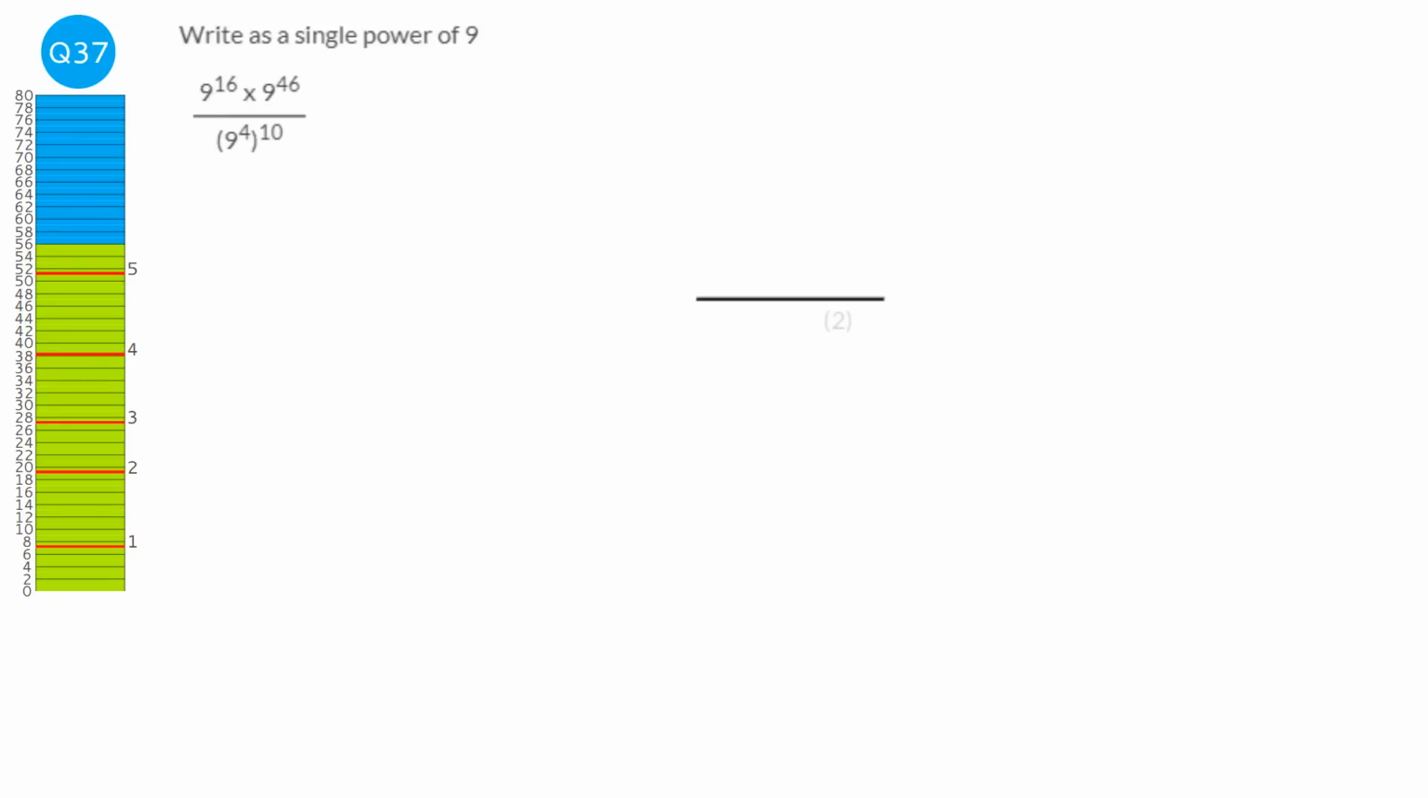We're going to start by looking at the numerator and the denominator separately. So looking at the numerator first, we've got 9 to the power of 16 times 9 to the power of 46. Now, when you have two powers of the same base, so they're both 9, base 9, but base is the big number, then what you can do is you can add the indices. So we're going to do 16 plus 46, which is 62, so it's 9 to the power of 62. And looking at the denominator, well, you've got a power inside and outside the bracket. Whenever you have that, you can just multiply them. So it'd be 9 to the power of 40.